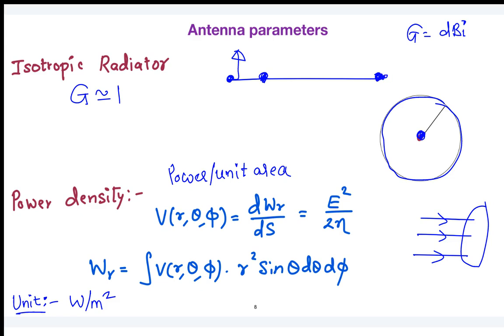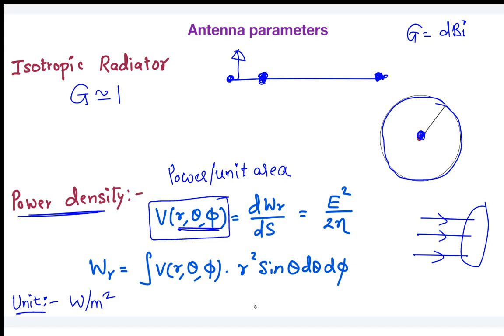You know that in a spherical system, a point is characterized by all three parameters, r, theta, and phi. That is the reason why I have defined W of r, theta, phi as the power density, which is a function of all three parameters. When you are moving from one point to the other point, the power density changes. In the worst case, r, theta and phi would all have changed. So the power density depends on all these three parameters.